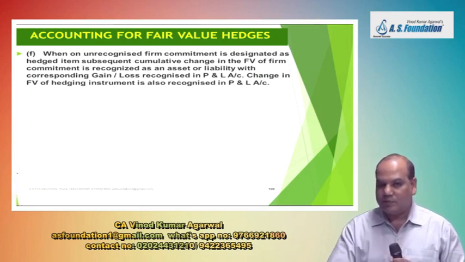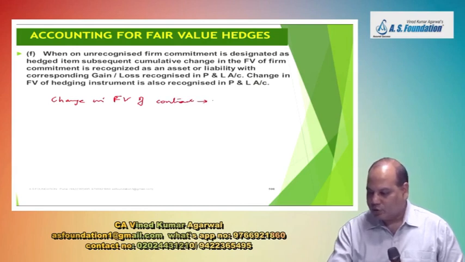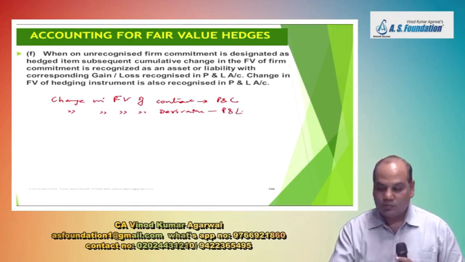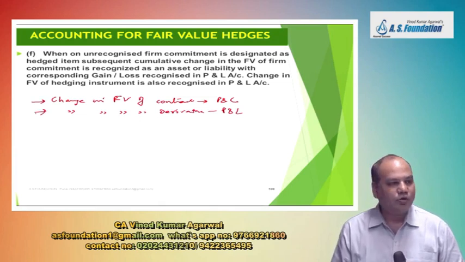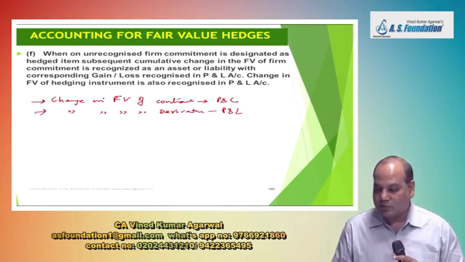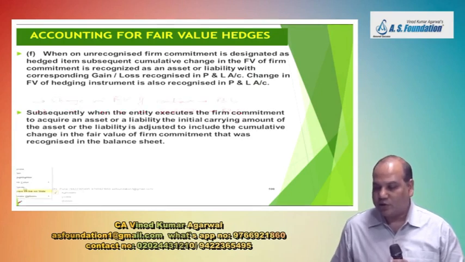Now what they are saying in simple terms: change in fair value of this contract will go to P&L account. Change in fair value of the derivative will also go to profit and loss account. That is, in the same period, you will recognize the change in fair value of the contract and the change in fair value of the derivative also. So the effect will be minimum. And now after one year you recognize the machine.